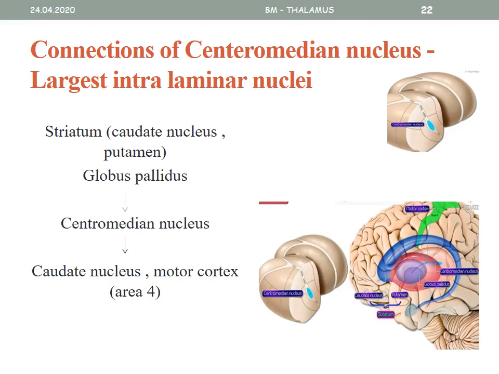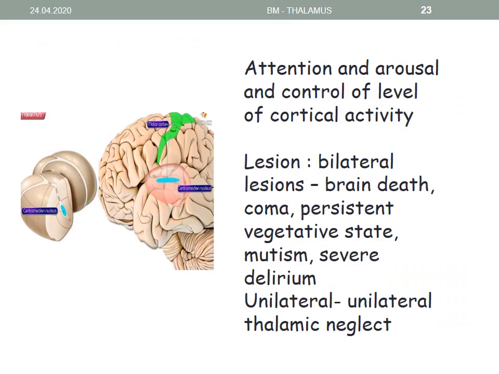Now we will look into the connections of centromedian nucleus, which is the largest intralaminar nuclei. They receive information from the striatum and globus pallidus and project to the caudate nucleus and motor cortex area 4. The centromedian nucleus is involved in the attention and arousal mechanism as well as control of level of cortical activity. The bilateral lesion will cause brain death, coma, persistent vegetative state, mutism, and severe delirium. Unilateral lesions will cause unilateral thalamic neglect.